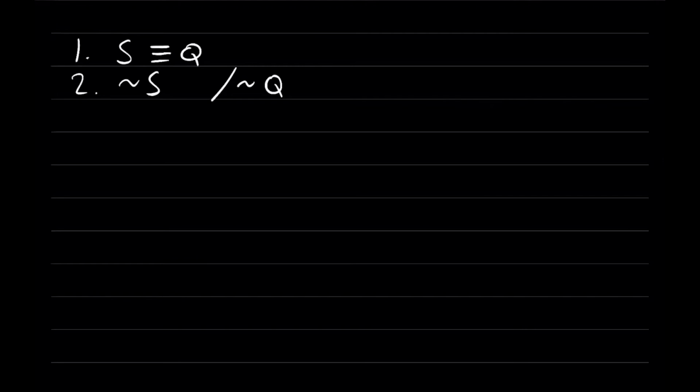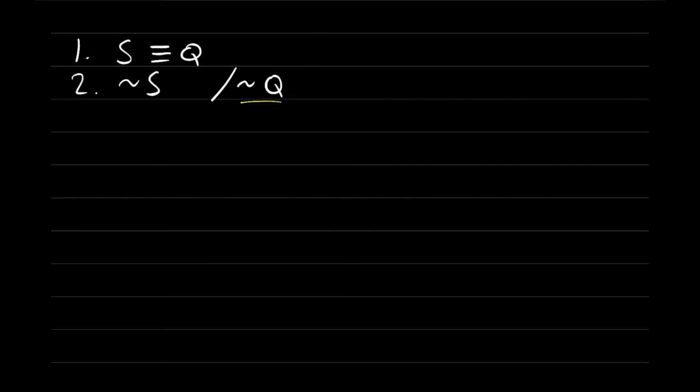We're given two premises. S is equivalent to Q. Line 2 tells us that S is false, and the conclusion is that Q is false. Now, in a way, this argument is obviously valid. If S is equivalent to Q, and we know S is false, then by definition, that's what equivalence means. Q would have to be false as well, because Q has to have the same truth value.